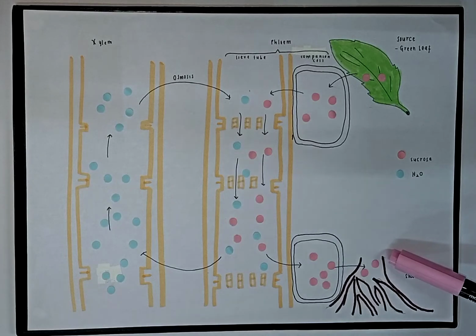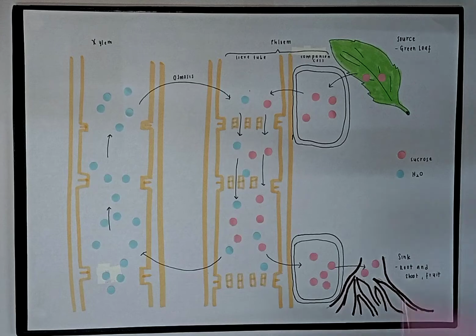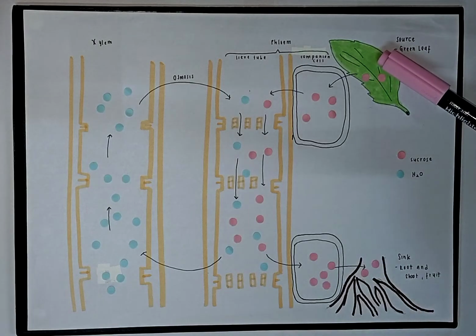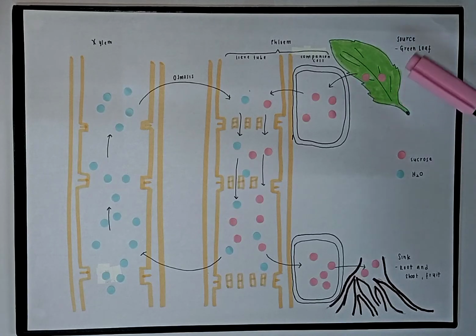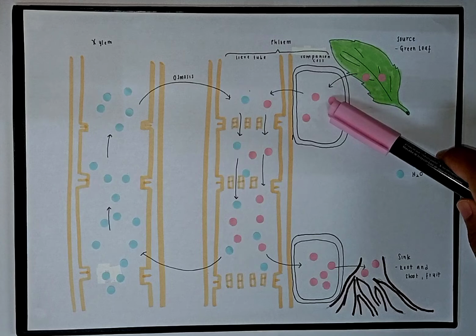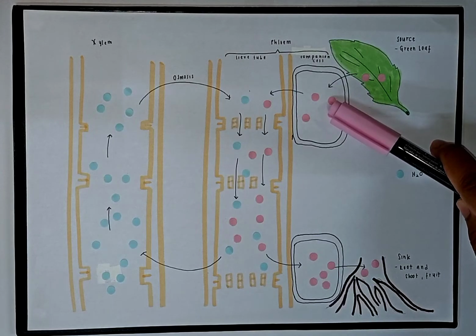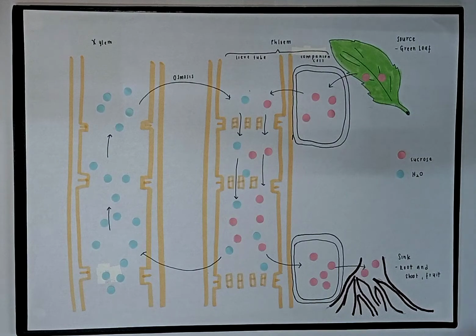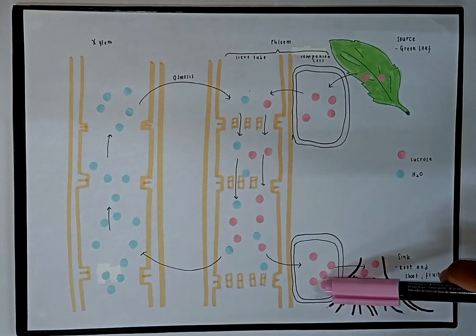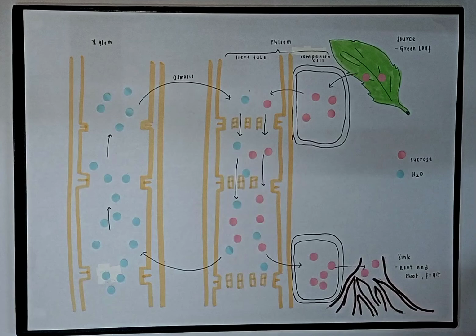At the source cell, glucose is produced by photosynthesis and converted into sucrose. Sucrose is loaded from the source into the companion cell, then into the sieve tube by active transport. ATP is supplied by the companion cell. Sucrose is transported via the symplast and apoplast pathways.